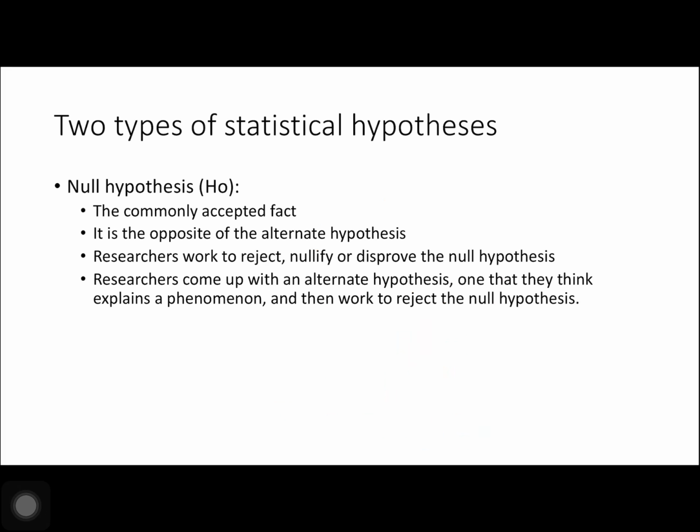So there are two types of statistical hypotheses. As I have mentioned, we have the null and the alternative or alternate hypothesis. The null hypothesis is the commonly accepted fact. It is the opposite of the alternate hypothesis, and the researchers work to reject, nullify, or disprove the null hypothesis. The researchers come up with an alternate hypothesis, one that they think explains a phenomenon, then work to reject the null hypothesis.